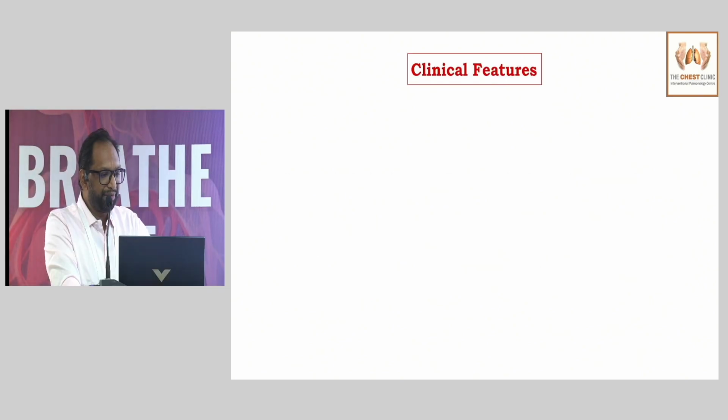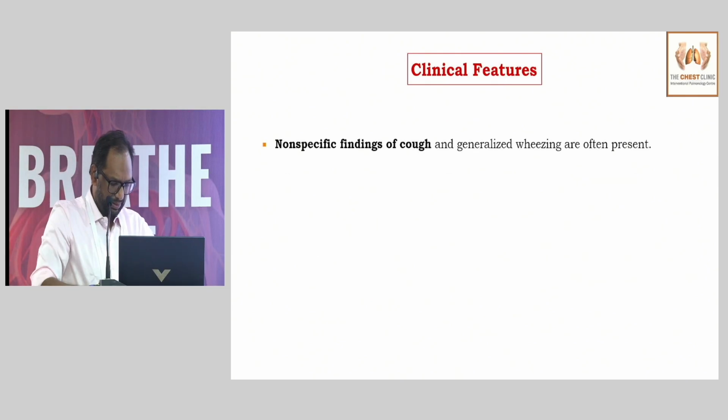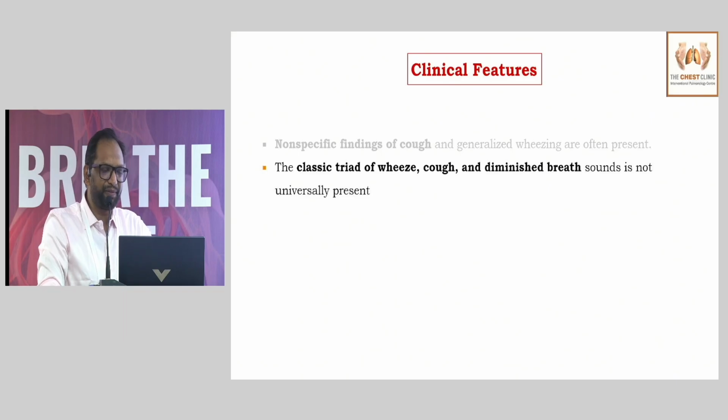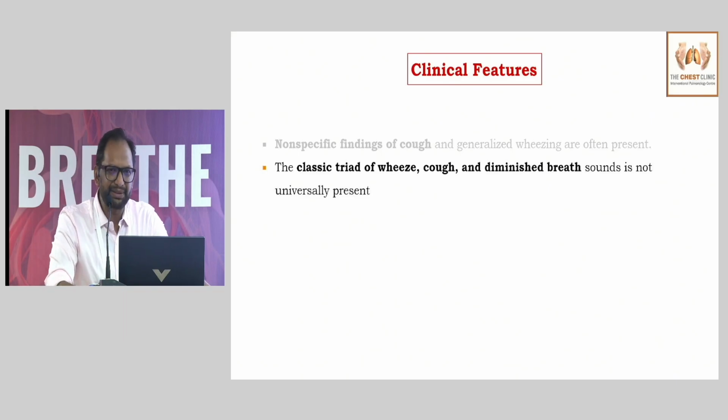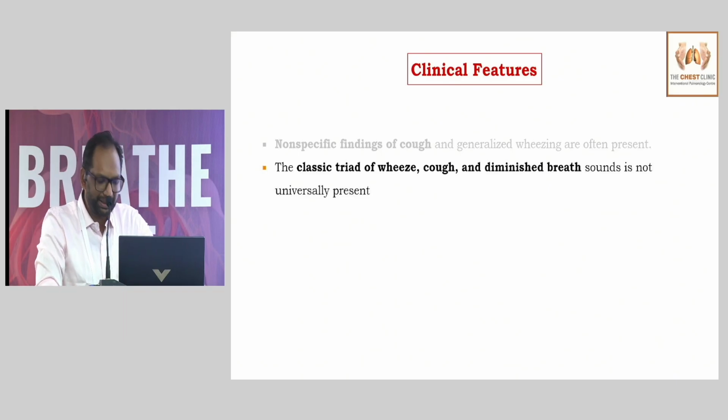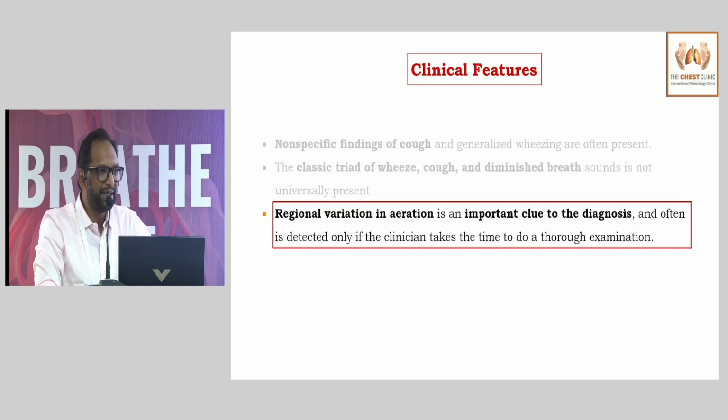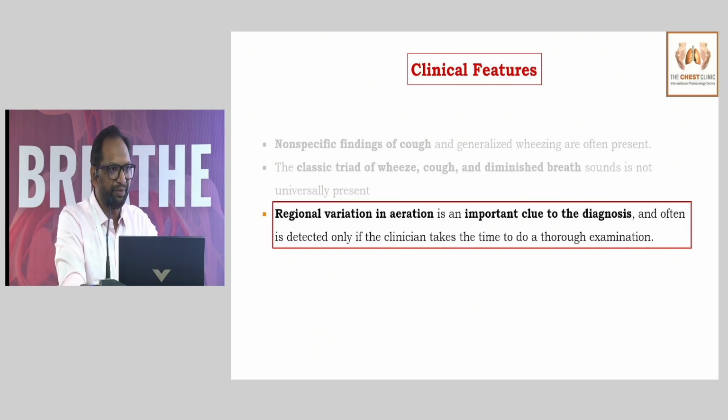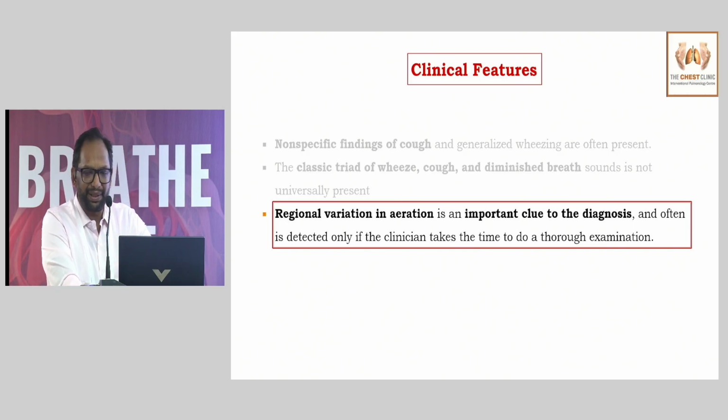So coming to the clinical features. Most commonly you will have non-specific findings like generalized wheeze and cough. The classical triad of wheeze, cough and diminished breath sounds is not commonly present, but that doesn't mean that you should not diagnose the case. And I feel this is the most important point. It's called regional variation of aeration. So what does it mean? If you demonstrate absence of breath sounds or diminished breath sounds in one part of the lung, that is a very important sign to diagnose foreign body aspiration.